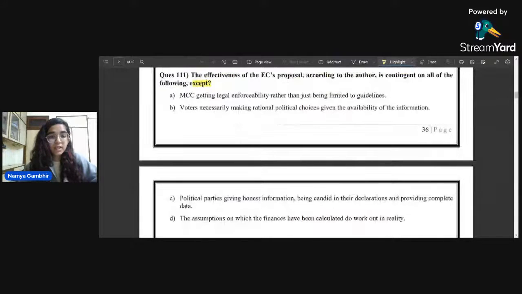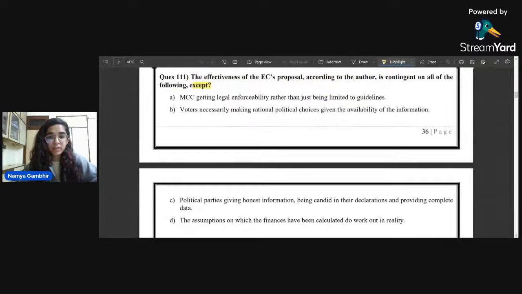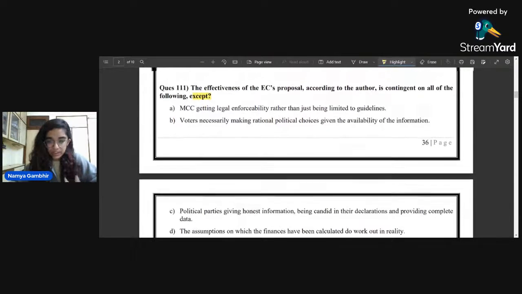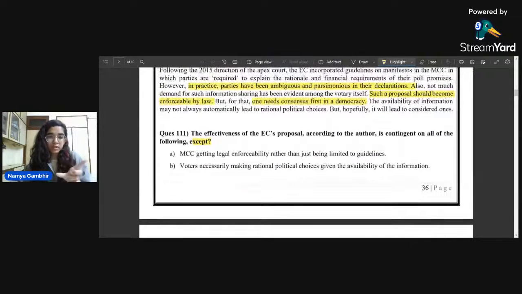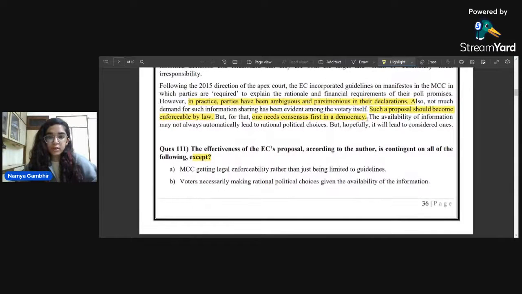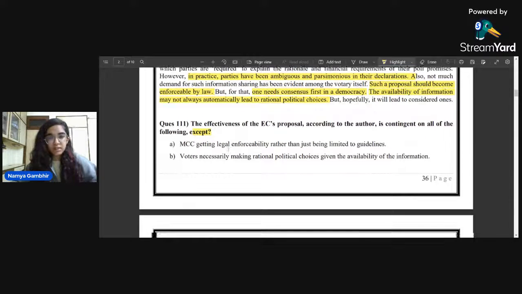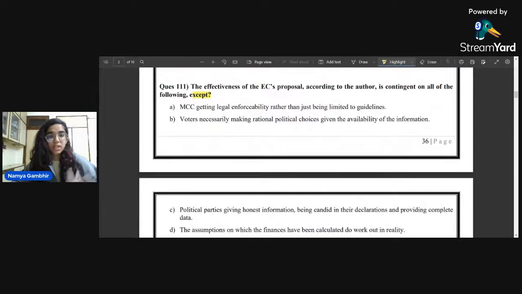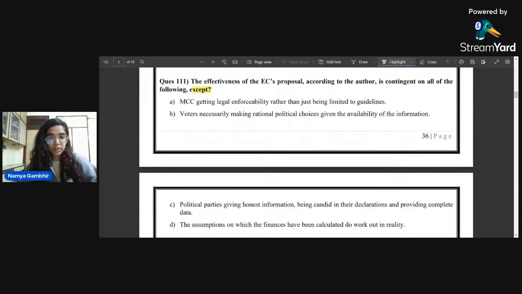Secondly, voters necessarily making rational political choices given the availability of the information. If you look at this line, then this is kind of opposite to what the author has written towards the end of the passage, that the availability of information over here may not always automatically lead to rational political choices. Now, if you look at this line, then we see that the second option goes sort of against what the author has written in the passage, that it isn't necessary that it should always lead to rational political choices. And when we say that the voter is necessarily making rational political choices, it is a condition contingent for the effectiveness of the EC's proposal. So we have the right option over here because the question asks for except.